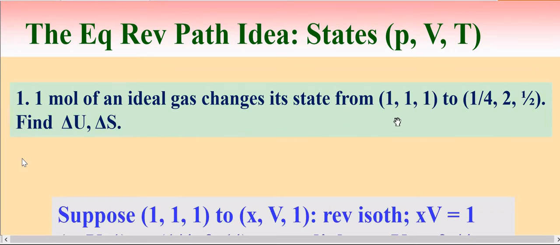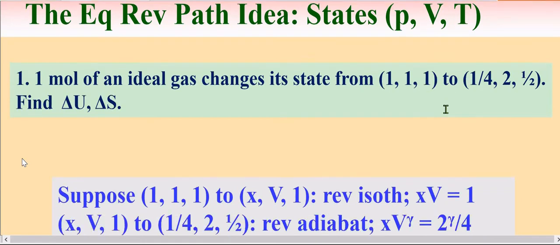The point is that it is not isothermal. First of all, you see the temperature differs. The temperature is lowered, so naturally there has to be some kind of adiabatic expansion, otherwise temperature cannot be lowered. Now, one particular adiabat cannot do the thing, because you cannot maintain PV to the power gamma constant with these two sets of data. So, you have to assume that from 1-1-1, it goes to some arbitrary pressure x, some arbitrary volume, and the temperature remains 1. So, it's an isothermal reversible step, so that x into v equals 1 into 1.